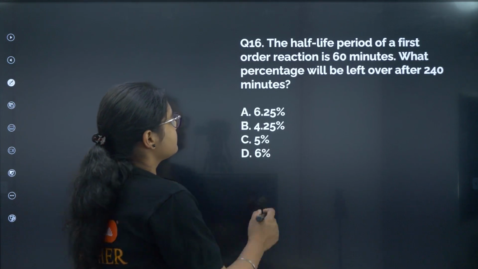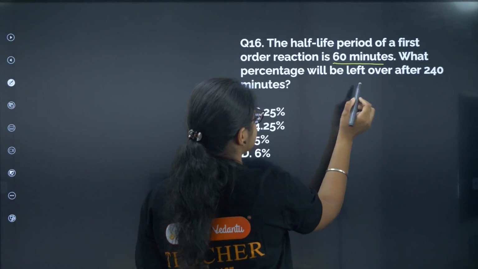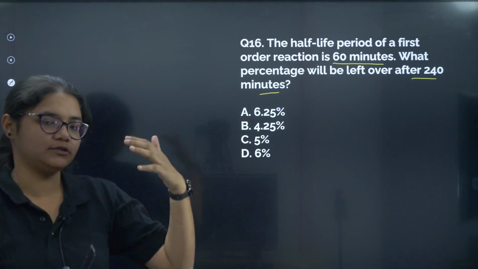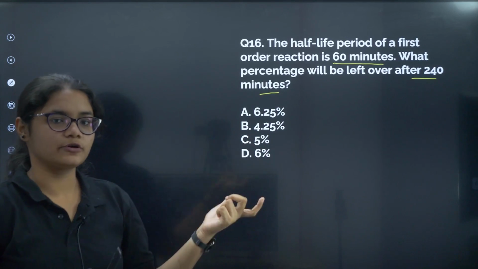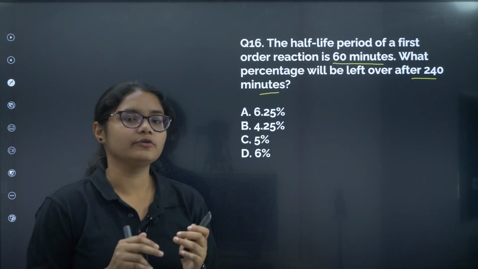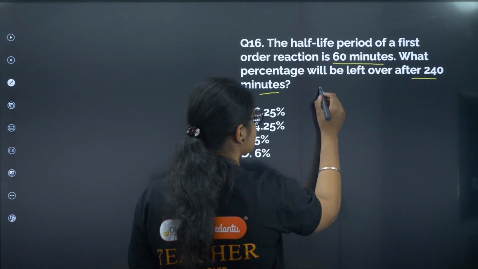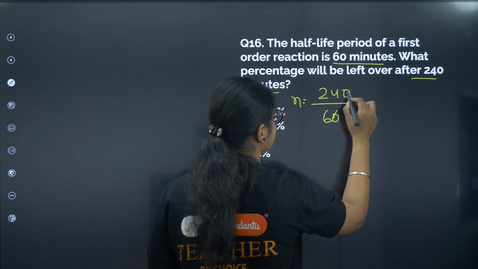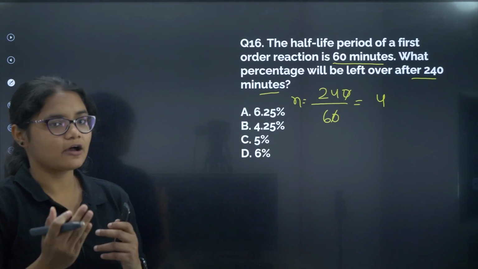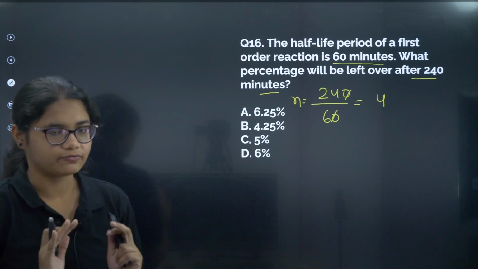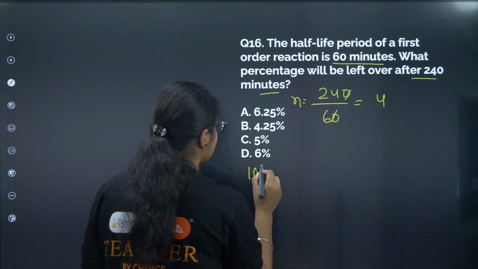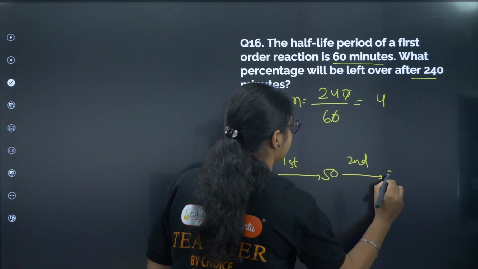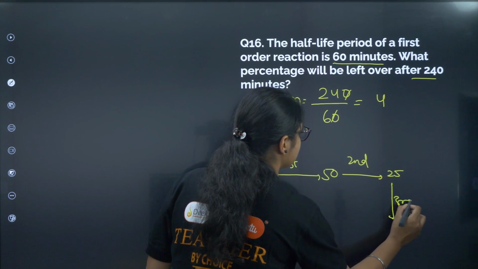Next, the half-life period of a first order reaction is 60 minutes. What percentage will be left after 240 minutes? There are two ways of doing this question. If it is a PU question, you have to substitute in the first order equation. But when it is competitive, you can easily solve it by one method. 240 minutes are there and 60 minutes is given. So how many half-lives are there? The total number of half-lives is 4, right? In each half-life, what will happen to the concentration? It will decrease by half. So we are starting with 100. Then in the first half-life, what will it become? 50. In the second half-life, it will become 25. In the third half-life, it will become 12.5.